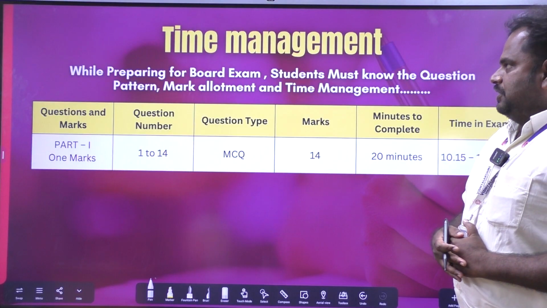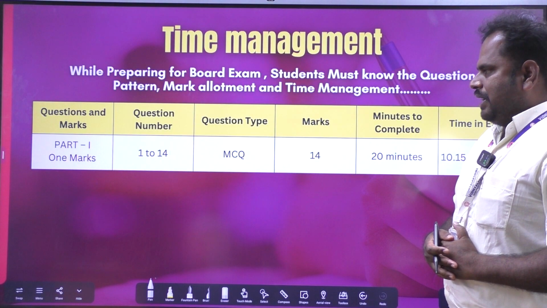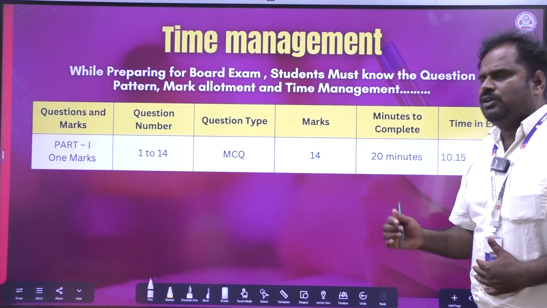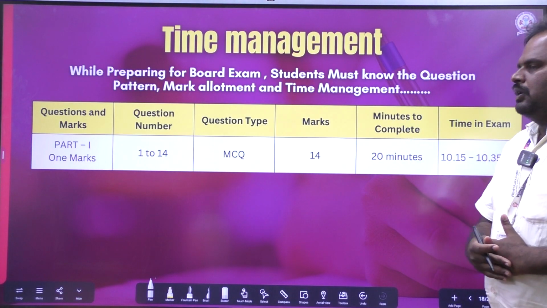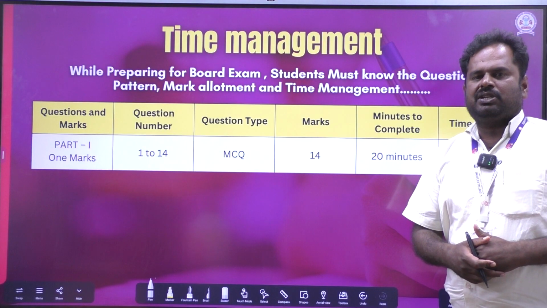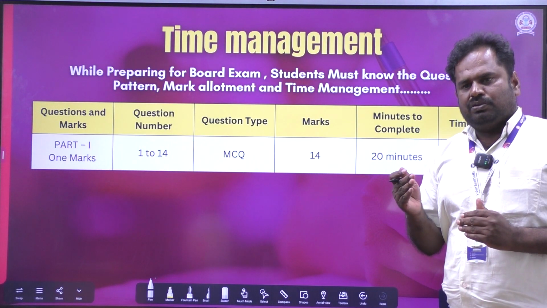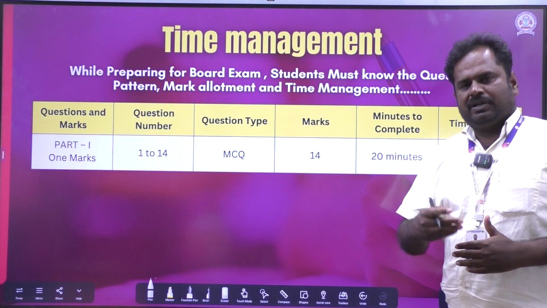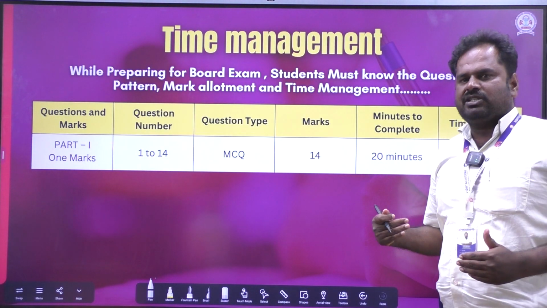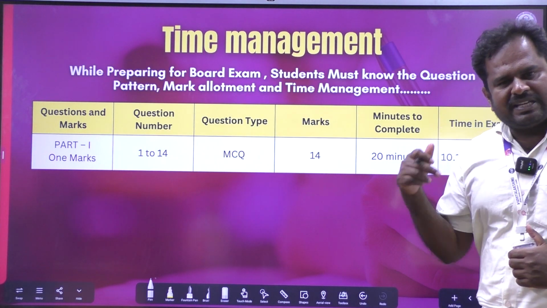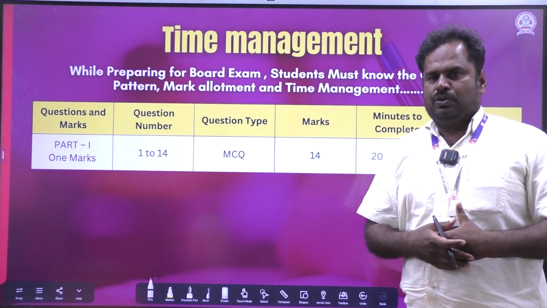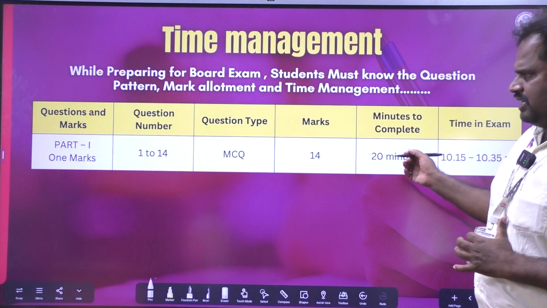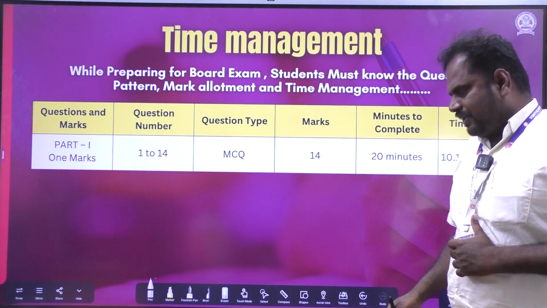Here, first, part 1, 1 marks. It stands for questions 1 to 14, 14 marks. You have to take 20 minutes. Especially when you are entering the examination at 10 o'clock, from 10 o'clock to 10:15, you have to prepare your question paper. You have to read the question paper from top to bottom, and you have to select all the questions which are well known. You have to take 20 minutes to complete 14 questions.